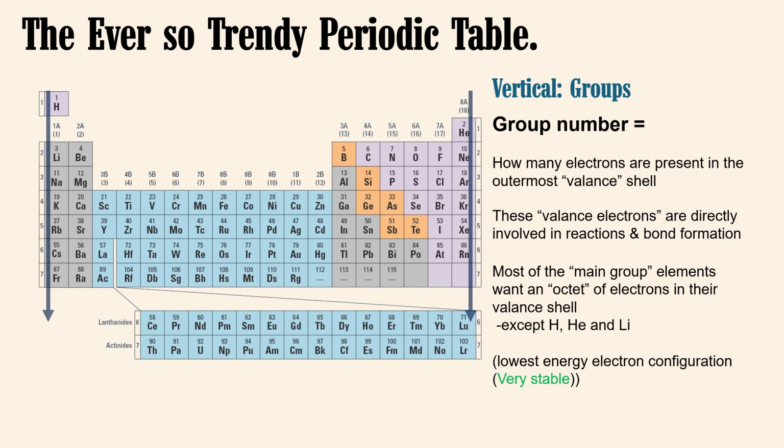Helium's got 2, and hydrogen wants 1 more, so it can have 2. And this is because it is the lowest energy electron configuration. And again, elements in the same group have very similar reactivities.